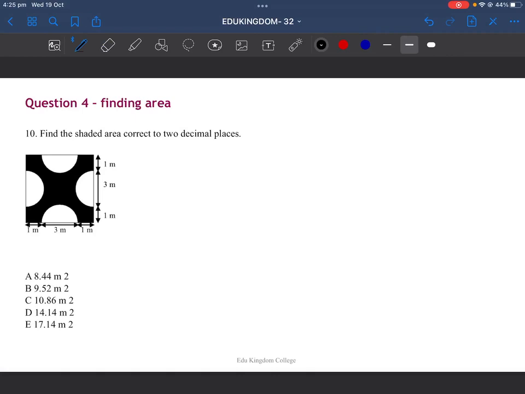Final question. Finding area, find the shaded area to the correct 2 decimal places. Okay, so as you can see, we have the white spaces consisting of 4 hemispheres. And so we need to find the area of the shaded area. So we're going to do area of square minus the area of the semispheres. It's not a D, that's a semisphere. Okay?